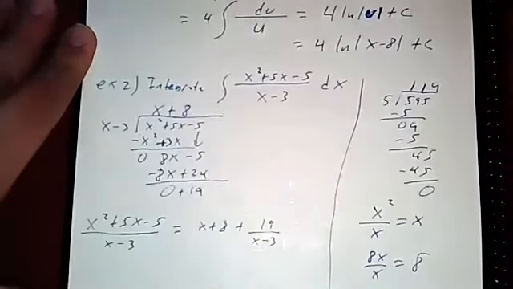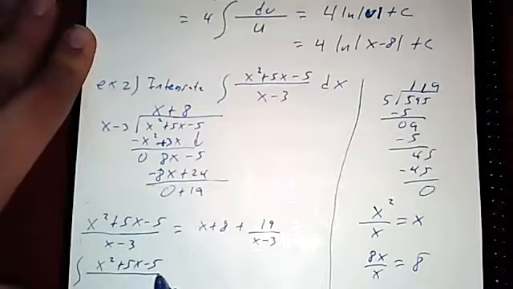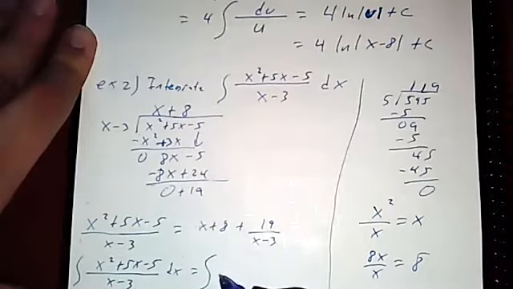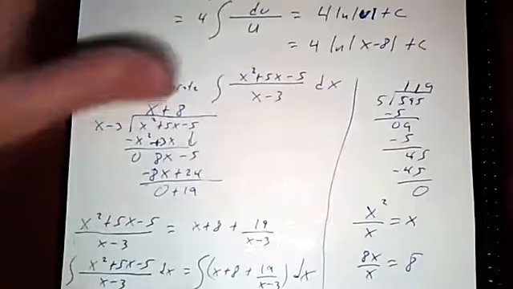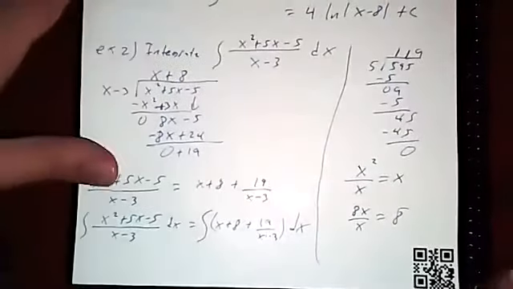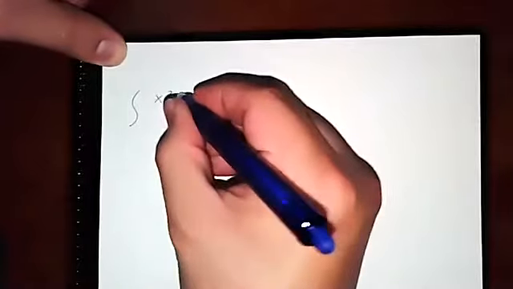Once you have done that, you get the integral of (x squared plus 5x minus 5) over (x minus 3) dx, and you switch it to the integral of x plus 8 plus 19 over (x minus 3) dx. Sadly, I'm out of space here and I'm kind of forcing it, so I will rewrite this on the other side, make it more pretty. So we did the division. Let me rewrite it one more time.